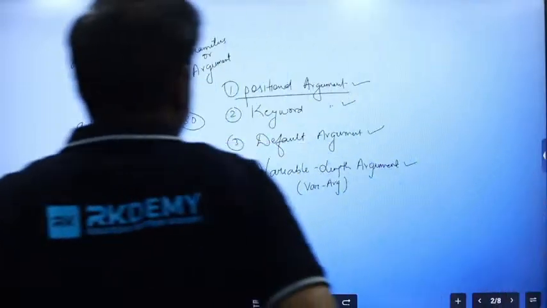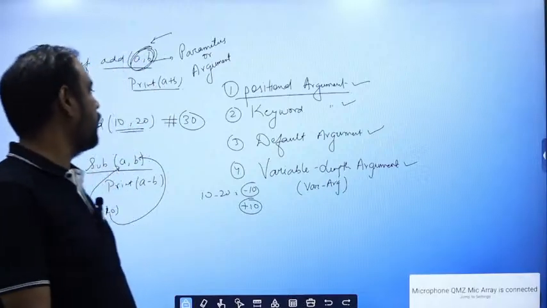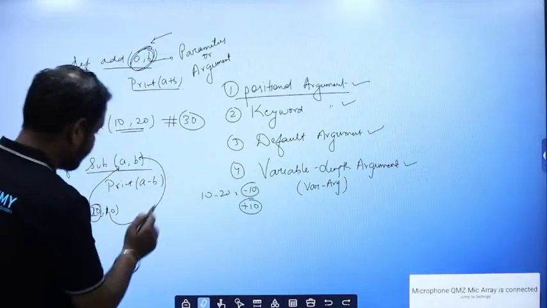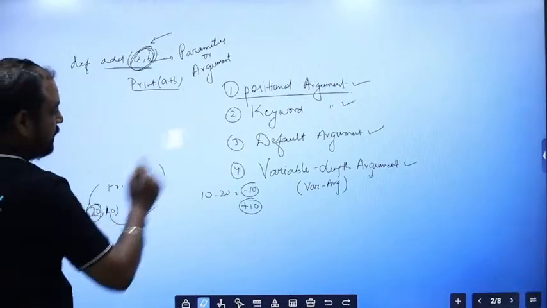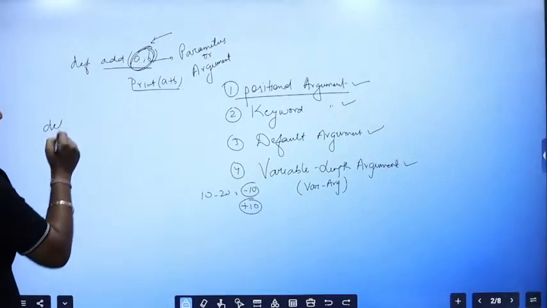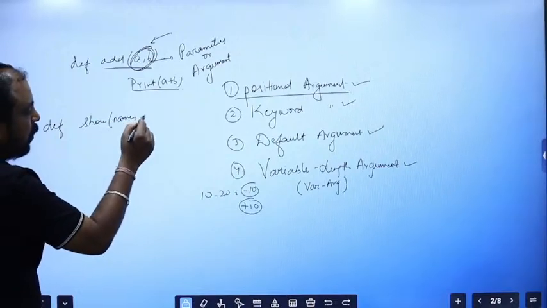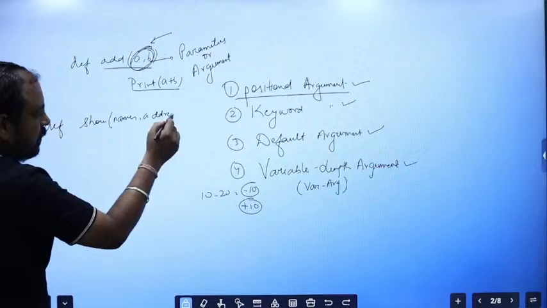Next, keyword. Inside the keyword argument, position doesn't matter. Suppose I want to print a name and address. Suppose I have defined def of show. I'm going to take two parameters, name comma address.